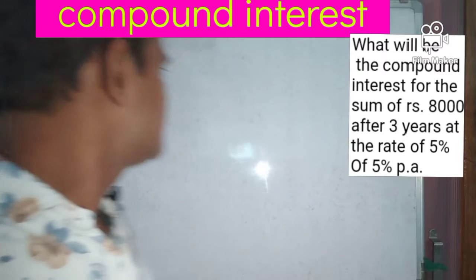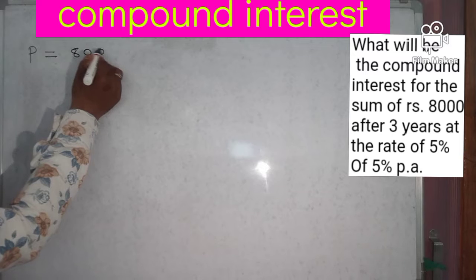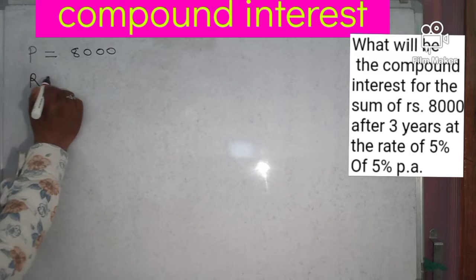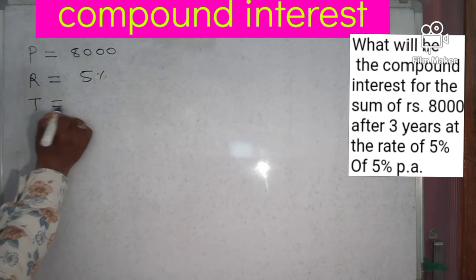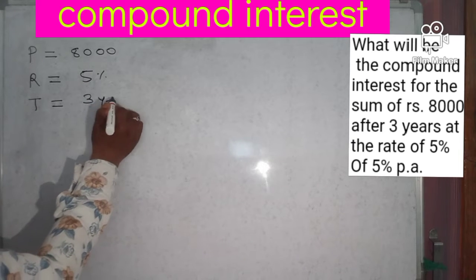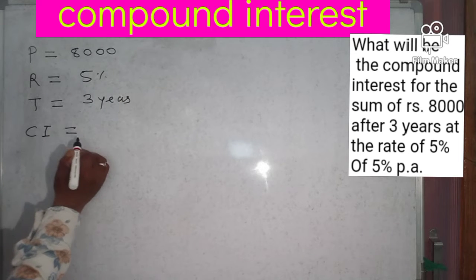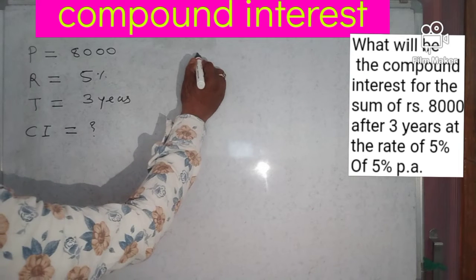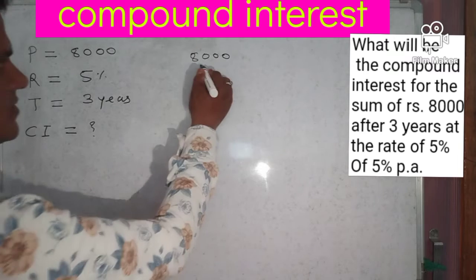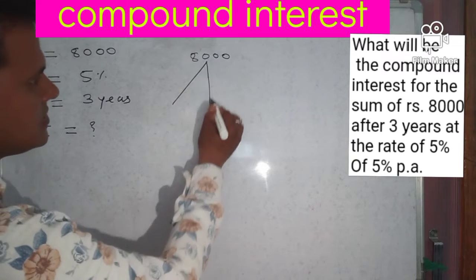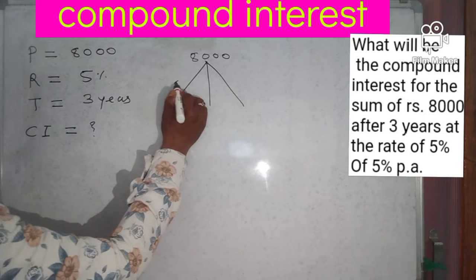So see on the board, principal is 8000, right? And rate of interest is 5%. Time duration is 3 years. We need to find what would be the compound interest, right? So see here, our principal is 8000, right? We need 3 years: 1 year, 2 years and 3 years at 5%.